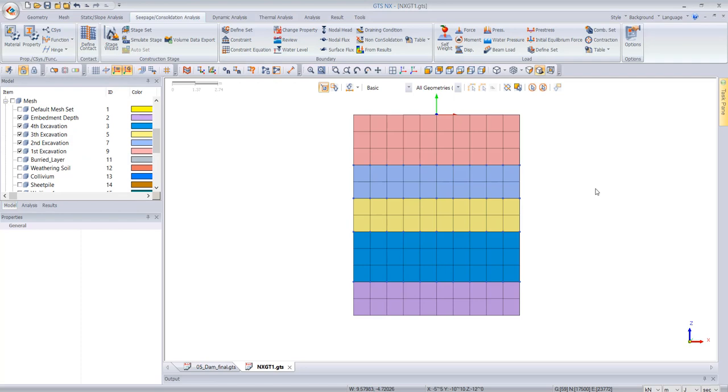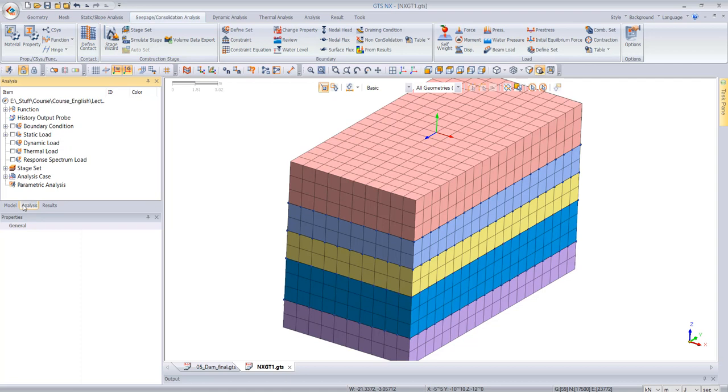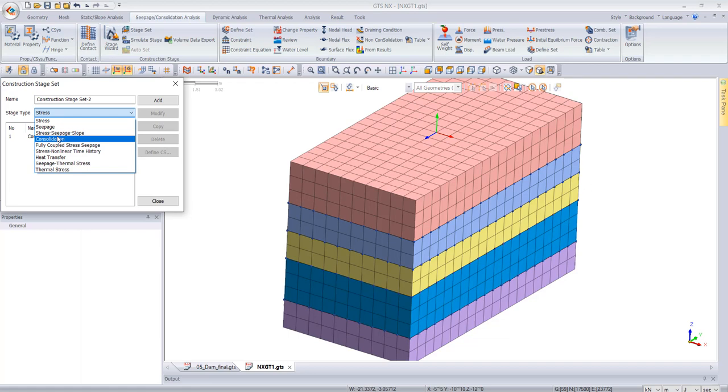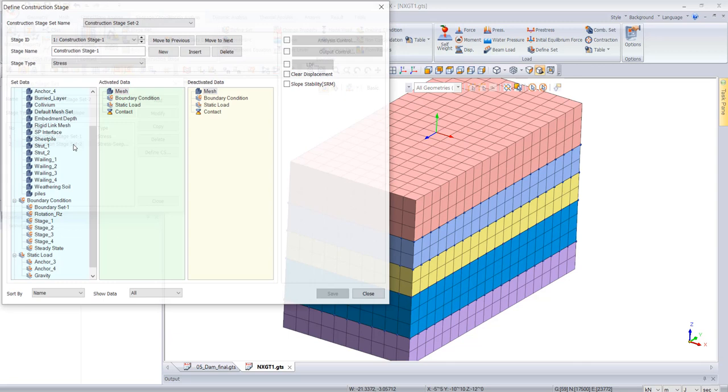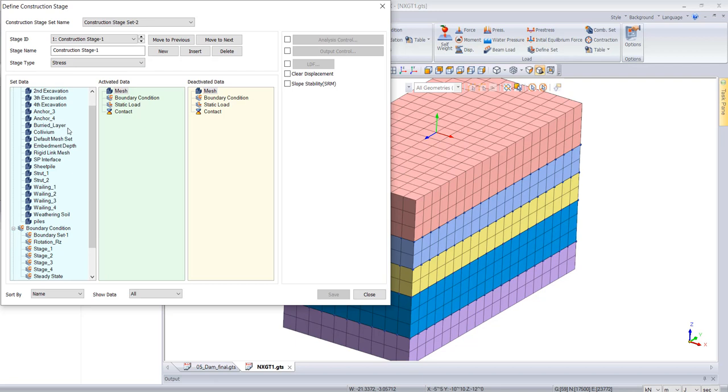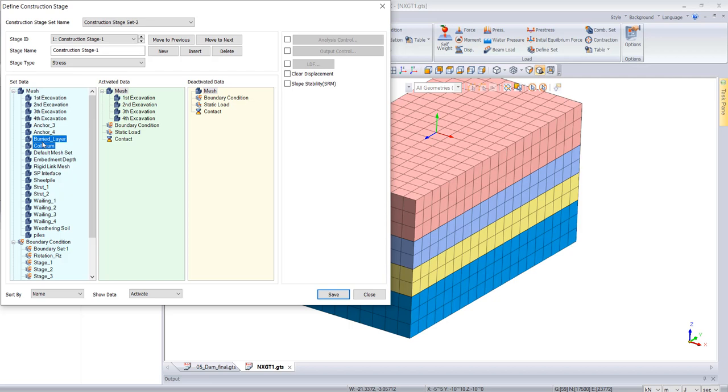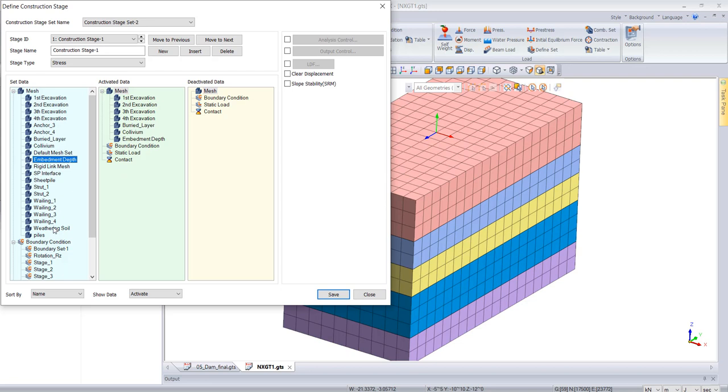Now we go back here and add another case, stress seepage slope, then we say add. Here we can say stage one. We will add excavation and we say activate. So we add all the layers of excavation and the layers of soil and weathering soil, and we add the ground boundary and the gravity boundary, and we can say save.